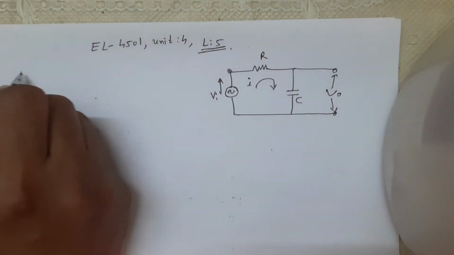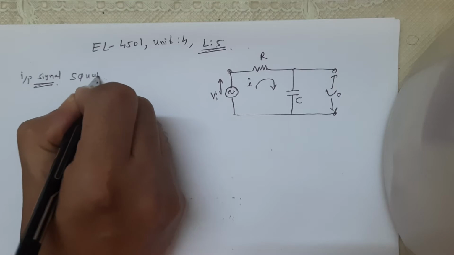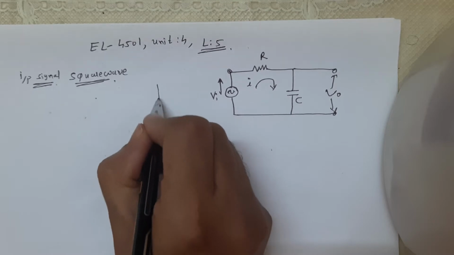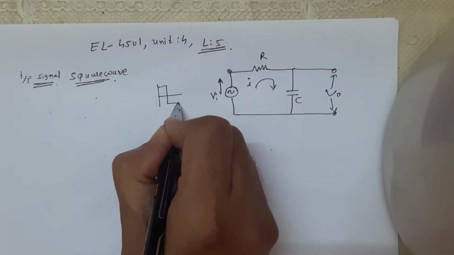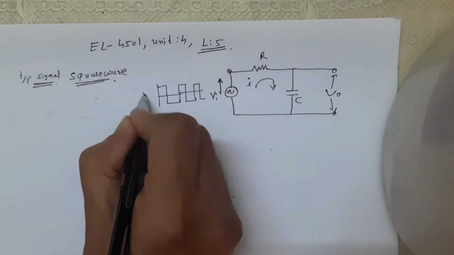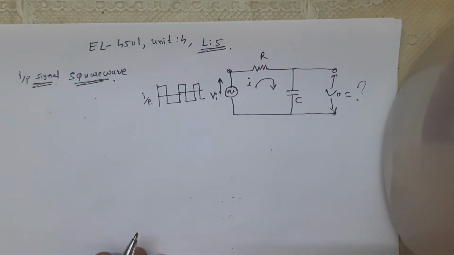Our aim is that the input signal is a square wave. When we apply a square wave to the input, what happens at the output? This is our input. What is your output? For this, let us consider a square wave having a period greater than the rise time applied at the input of the low pass RC circuit as shown in this figure.